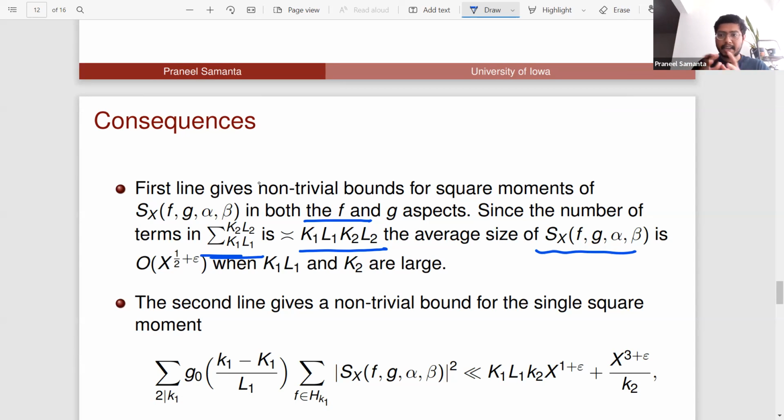So we get a nicer bound because the bound that we were trying to break was order of x raised to 1 plus epsilon. So we came from 1 plus epsilon to 1/2 plus epsilon. That's a good square root saving. This is for one case.